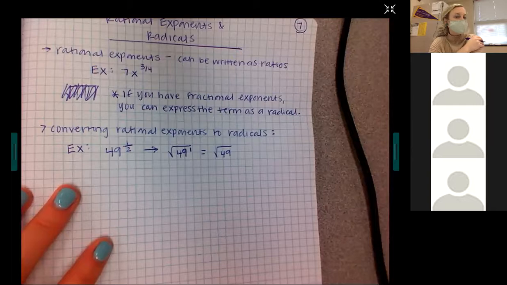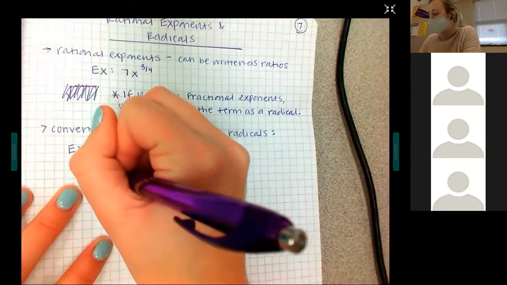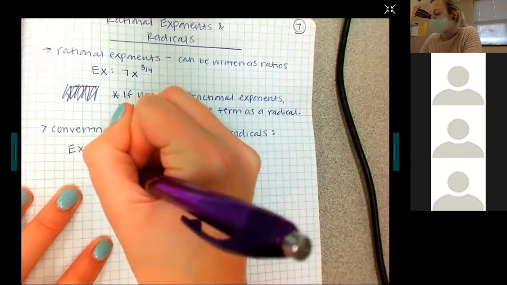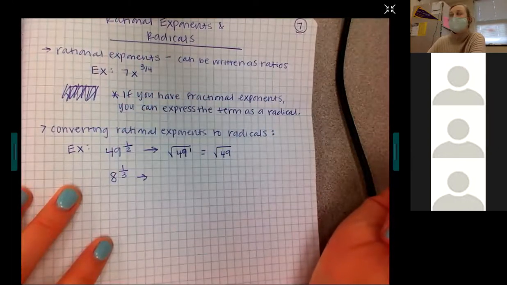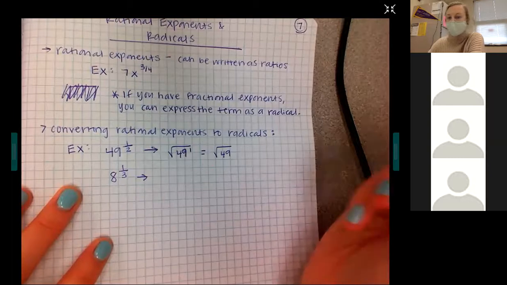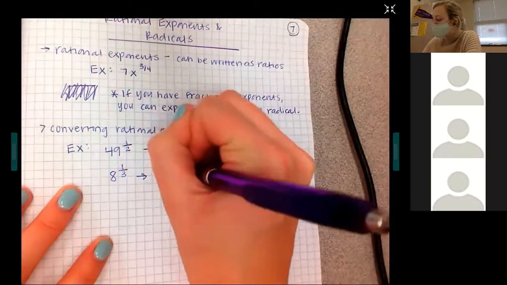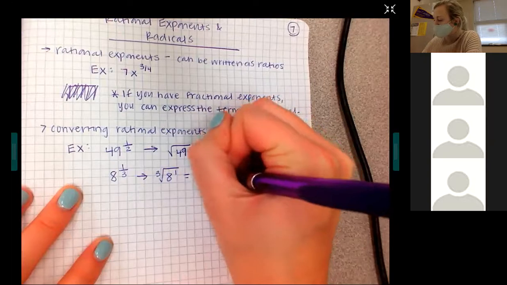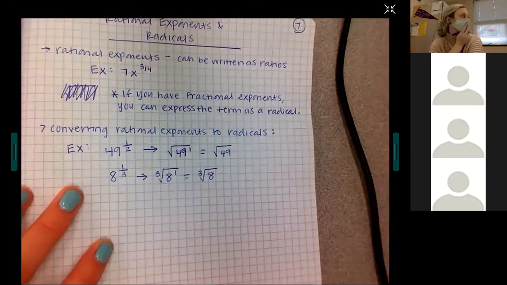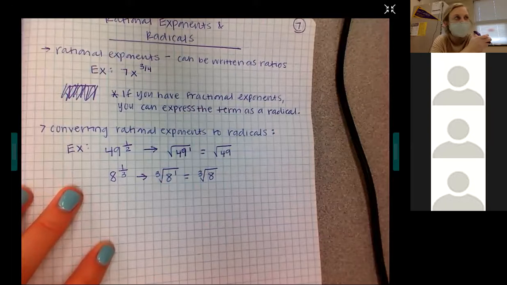So there's the first one. I'm going to show you another one, okay? What if we have 8 to the 3rd? As a radical, that can be written like this. So what do you guys see that I'm doing?